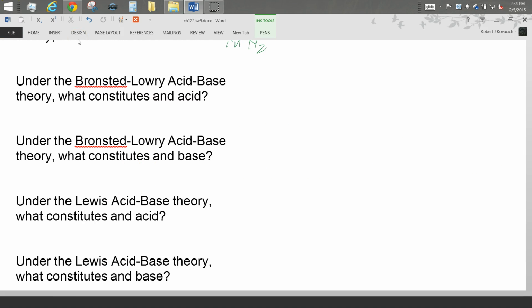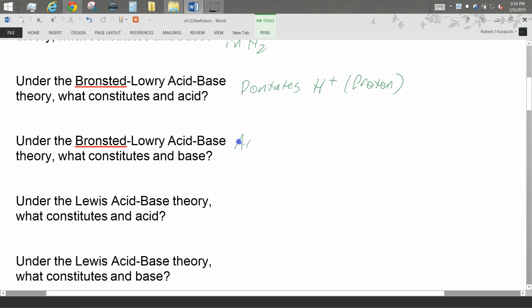All right, how about the Brønsted-Lowry acid? Concentration of ammonium ion or hydrogen ion. Nope. Something that donates a hydrogen. Proton donor, right? Anything that accepts a proton is a base, and anything that donates a proton is an acid.